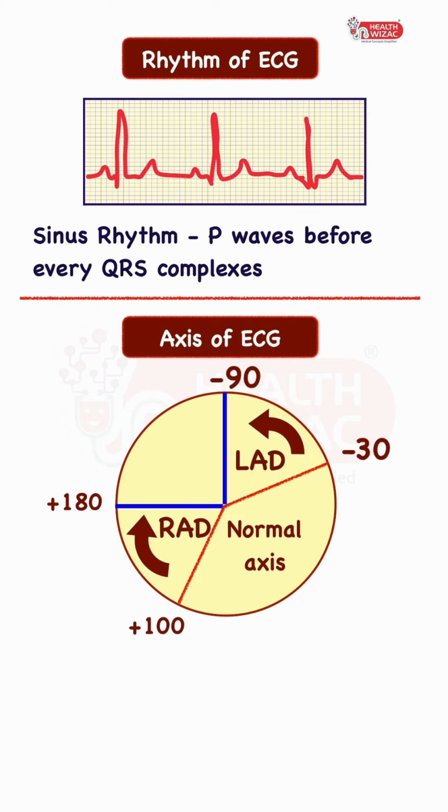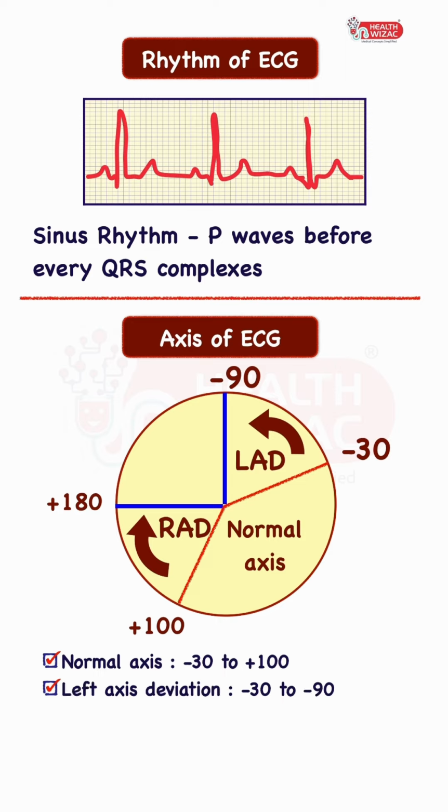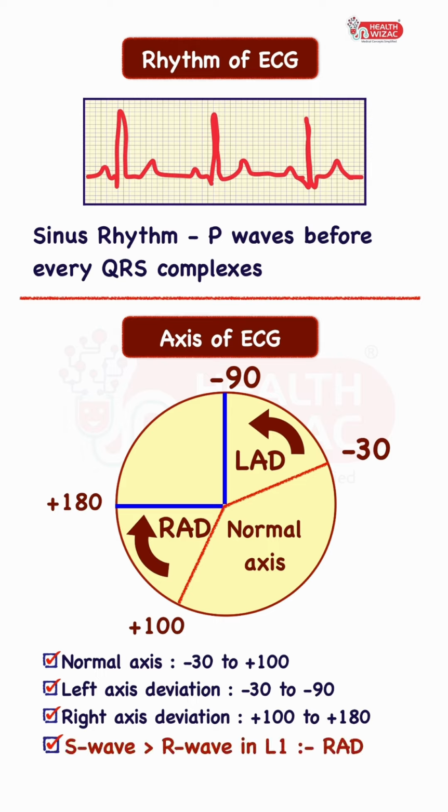Normal ECG axis is minus 30 degree to plus 100 degree. Axis deviation between minus 30 degree to minus 90 degree is called left axis deviation, whereas axis deviation between plus 100 degree to plus 180 degree is called right axis deviation. It can be simply remembered by this method: if S wave is more than R wave in lead 1, it's right axis deviation, whereas if S wave is more than R wave in lead 2, it's left axis deviation.